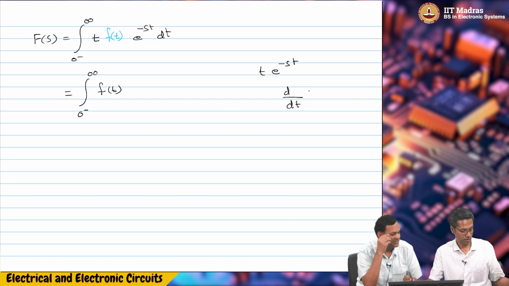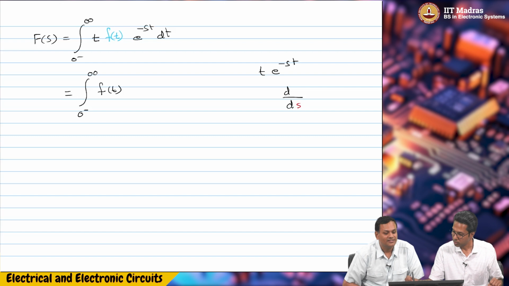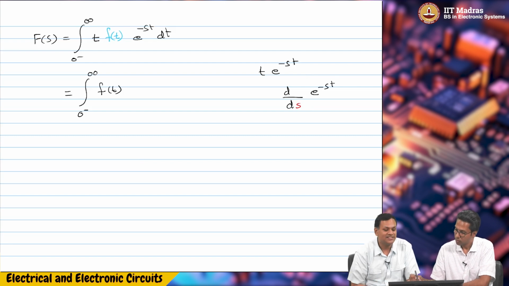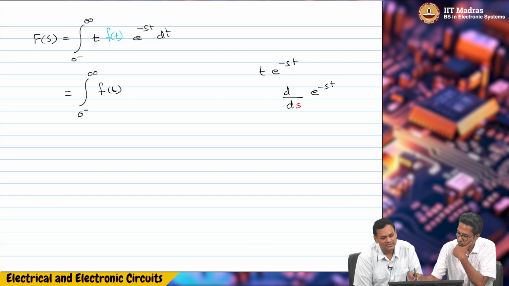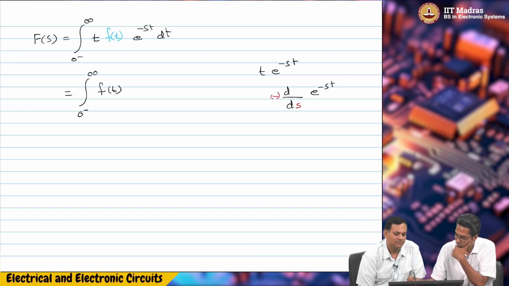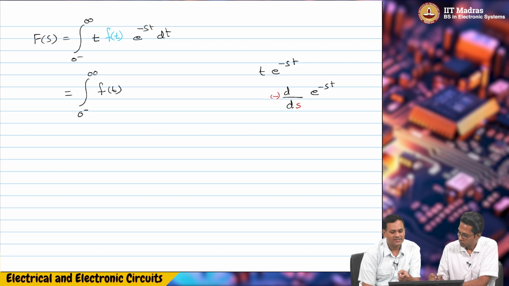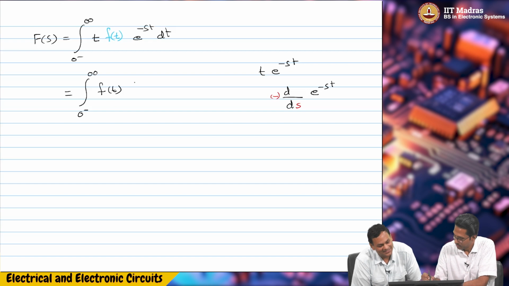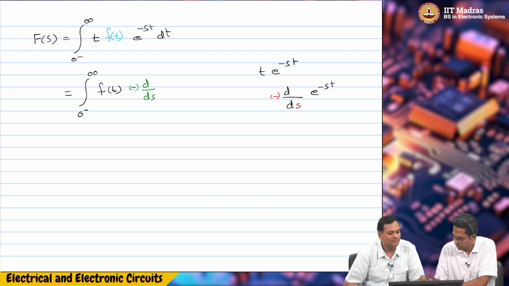d by dt will just give, yes, we need d by ds. d by ds of e power minus st will give us minus t e power minus st. So that means I should have a minus symbol also. Minus d by ds of e power minus st will be t e power minus st. So let me plug in that here. Minus d by ds of e power minus st dt.